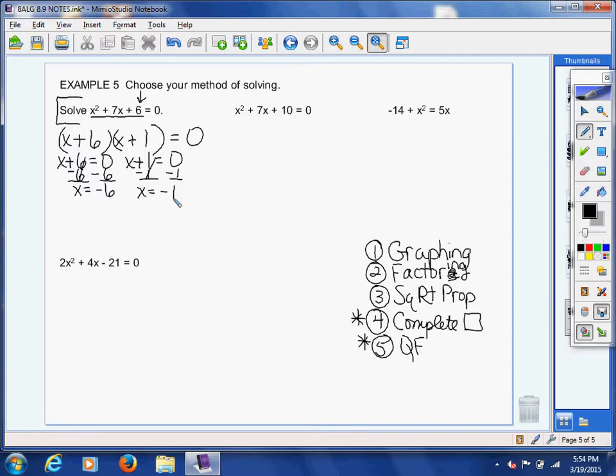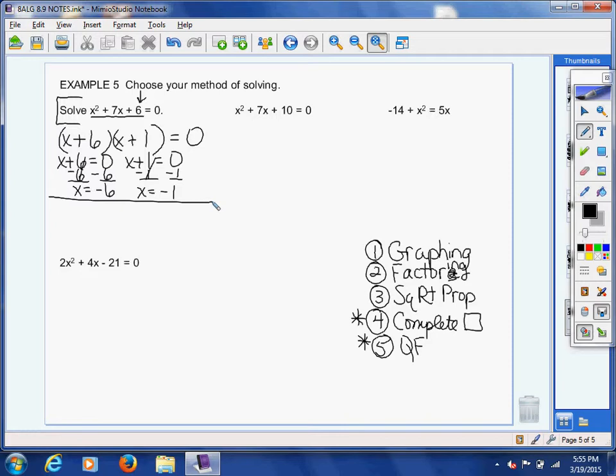Square root property is not an option here, okay? Not an option because this trinomial has a bx term. Square root property only works on binomials that have the squared variable and a constant number and no bx term. So I can't use the square root property.